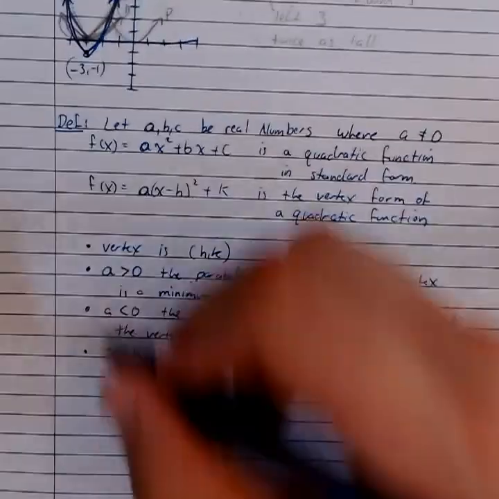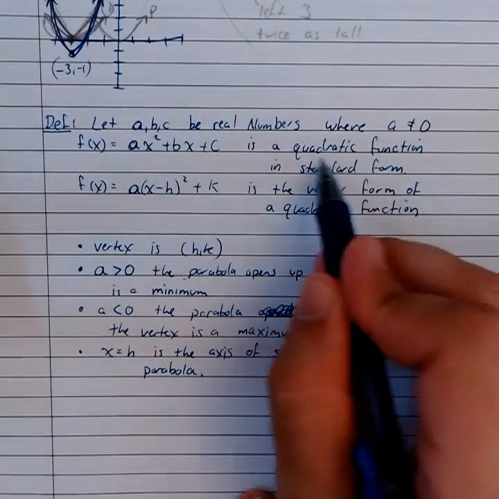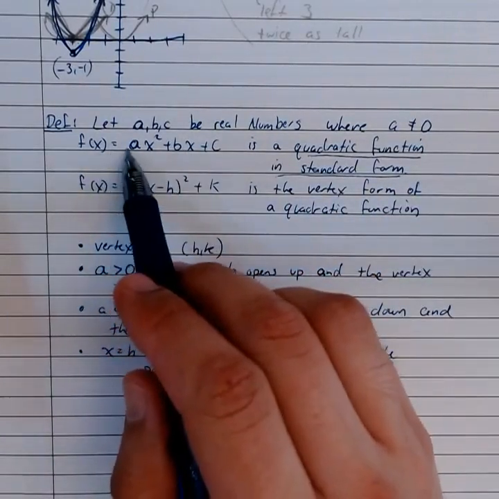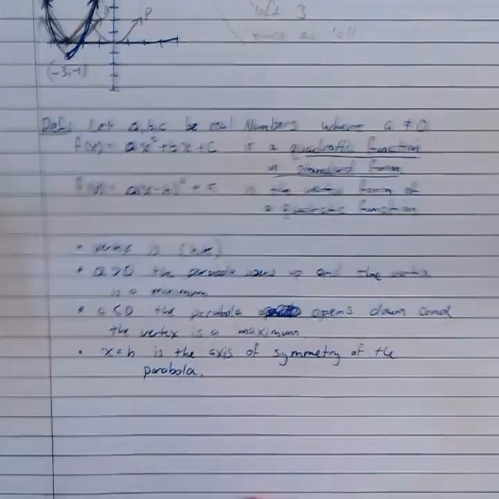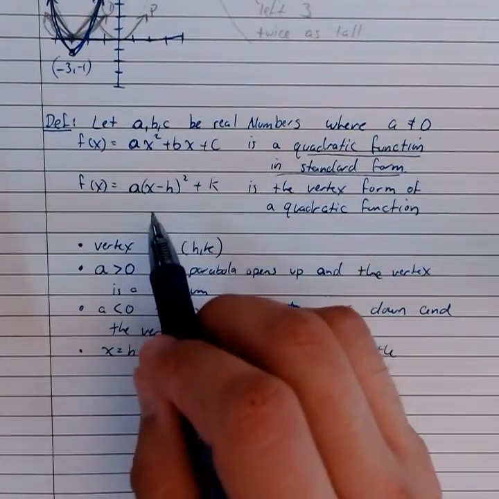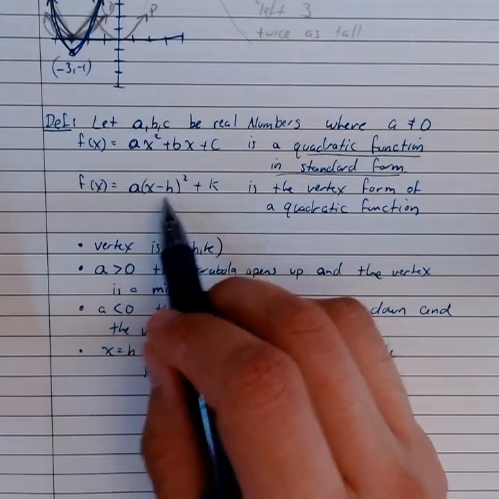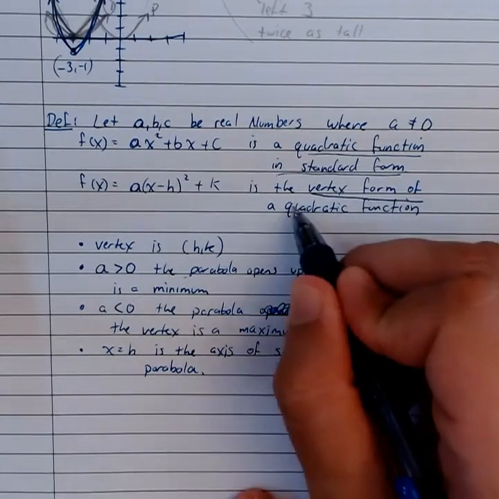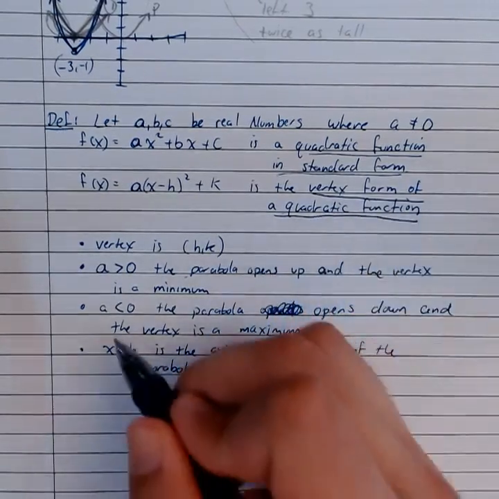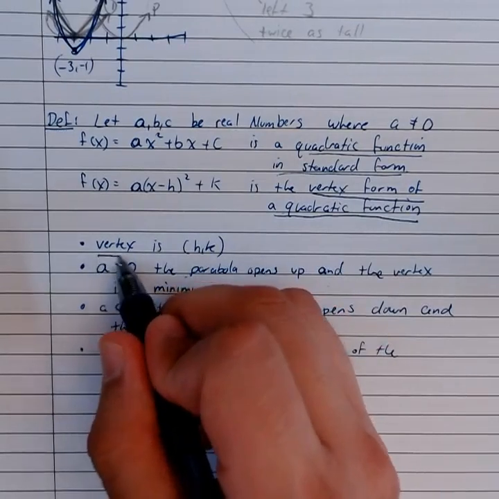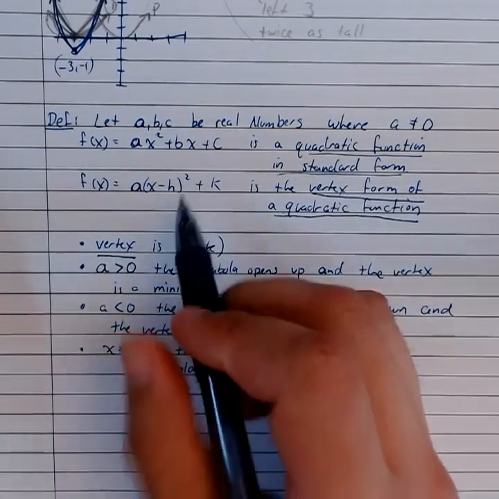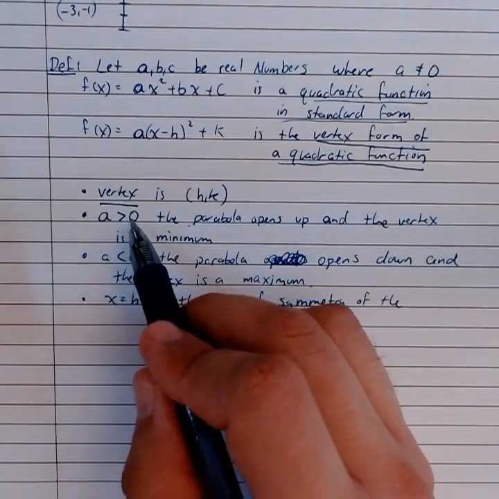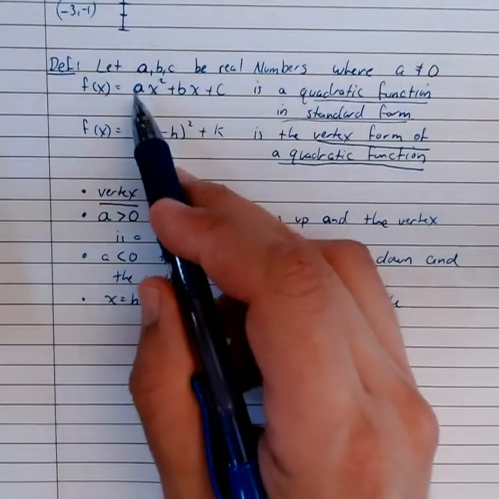Okay. So here we've defined quite a few things. Quadratic function in standard form, that's this type of function: f of x equals number x squared plus number x plus number. If you write it in this form, number times x minus number quantity squared plus number, that's called the vertex form of a quadratic function. The vertex of a parabola is a point, and in fact, it's the point h comma k, where h and k are the numbers here.